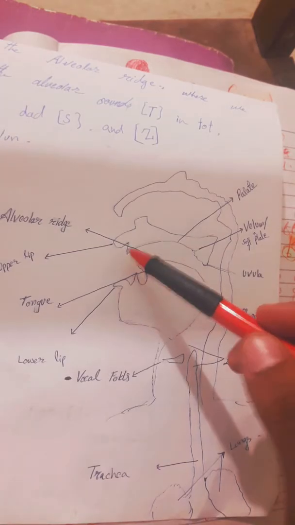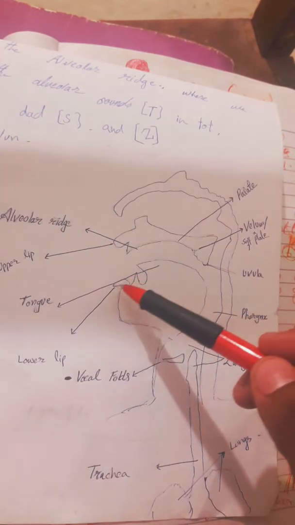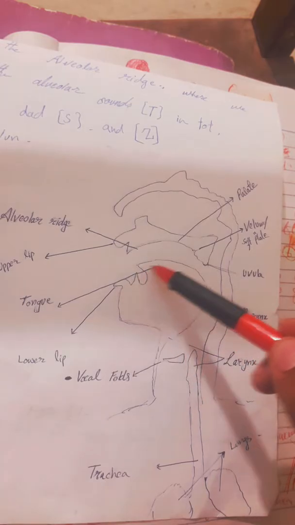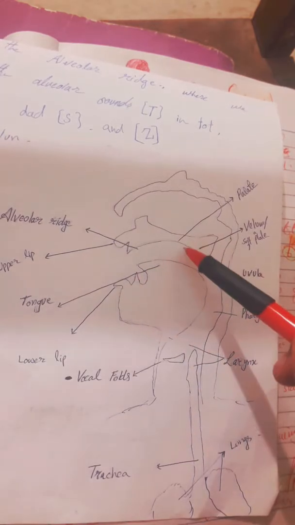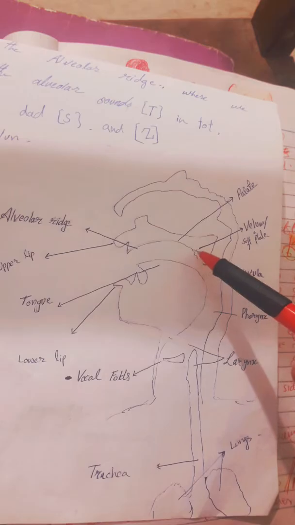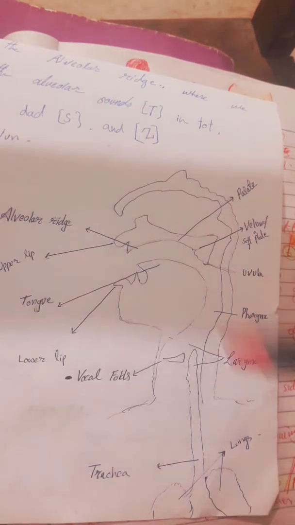These are the upper teeth, the upper lip, lower lip, lower teeth. So this place is the tongue. Over here is the hard palate, then the velum or soft palate. So these are all the places of articulation.